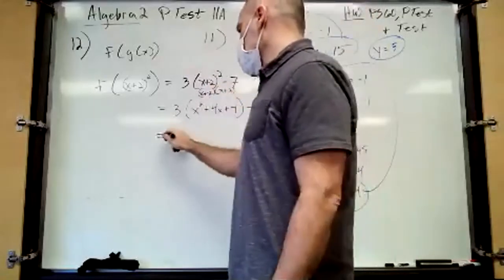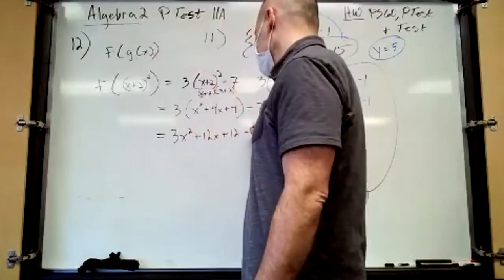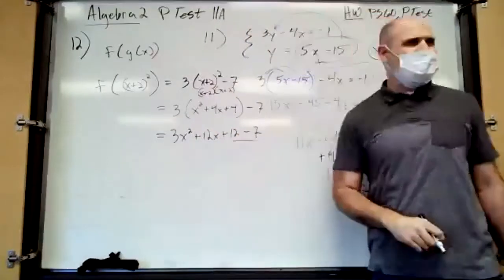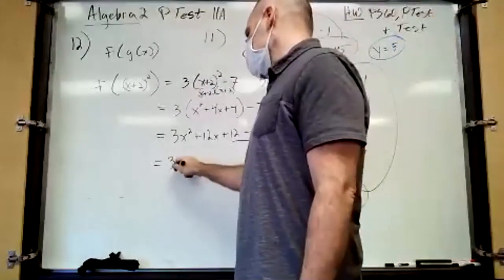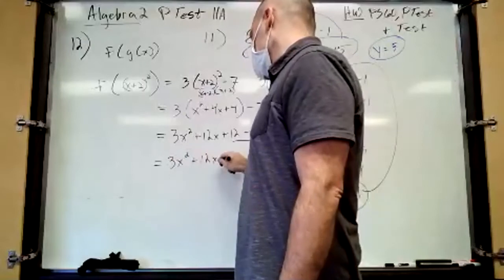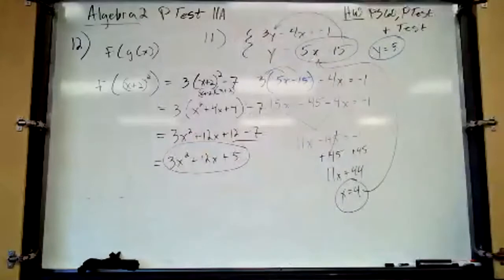So now distribute the 3. 3x squared plus 12x plus 12 minus 7. Those are the only like terms over there. So f of g of x is 3x squared plus 12x plus 5. That's f of g of x.